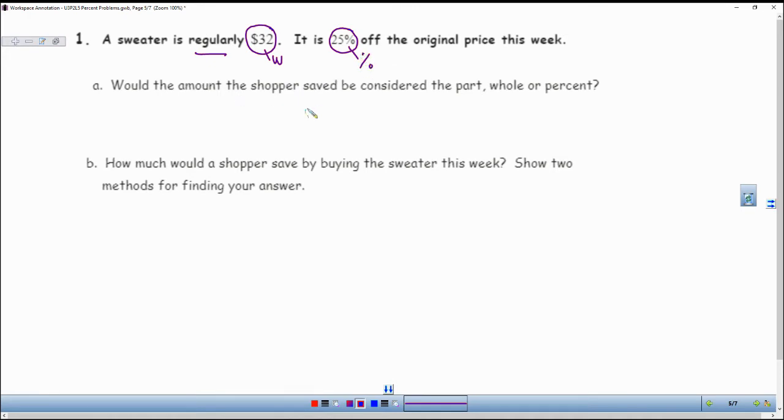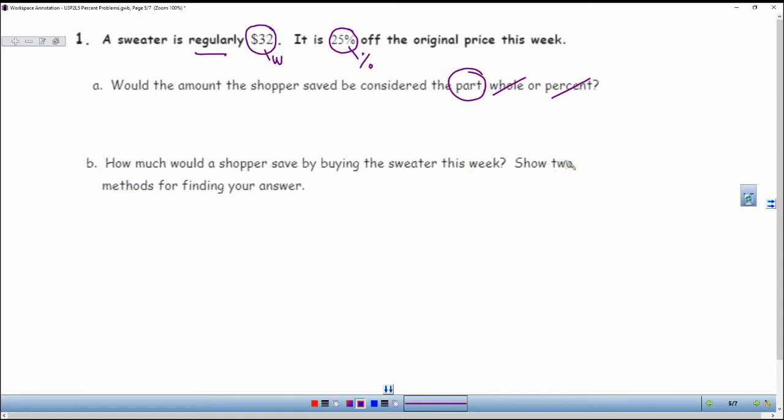It says, would the amount the shopper saved be considered the part, whole, or percent? Well, we already have the whole. That's the regular price. We already have the percent. So that would be the part. The shopper's not going to save the whole price. They're only going to save part of the price. And then it says, how much would a shopper save by buying the sweater?